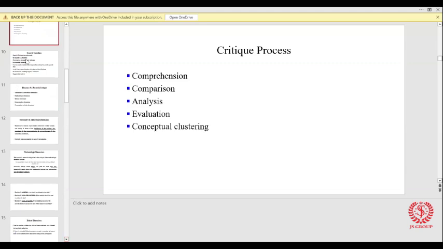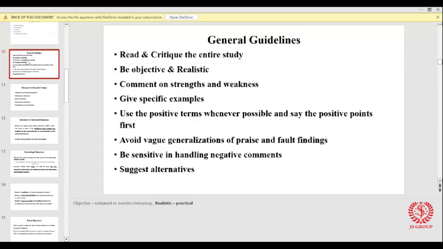Next thing is general guidelines. First, for doing the critic, the researcher or the critic should read the entire article. Then only he can do the critic. Be objective and realistic. Being objective means what? Without any bias, based on the criteria only, he should state the positives and the negatives of the research report.